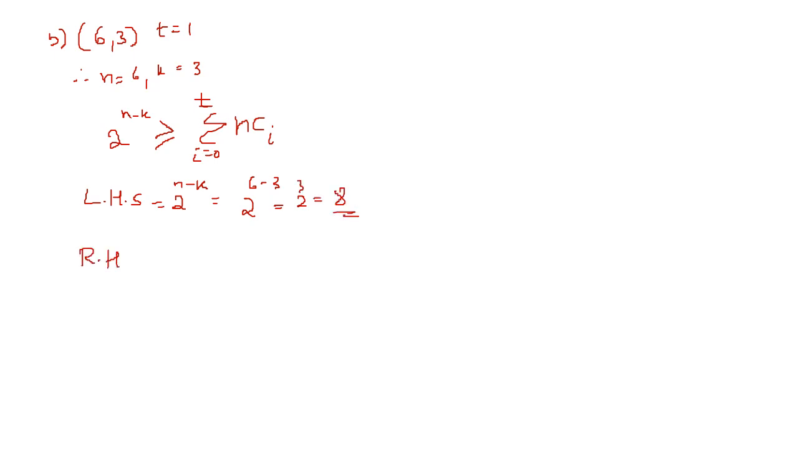Next we'll see the right hand side of the equation, which is given by the formula summation i = 0 to t, and t is equal to 1 and n is equal to 6.